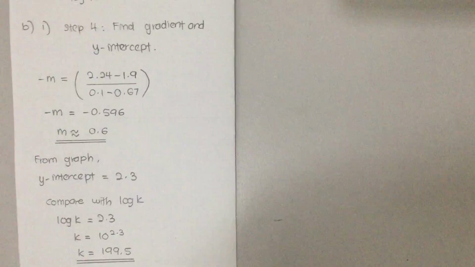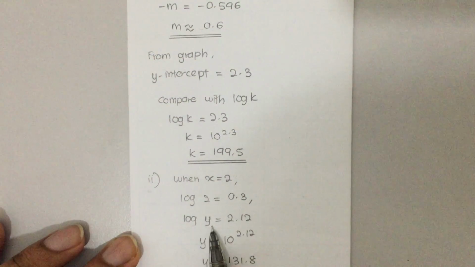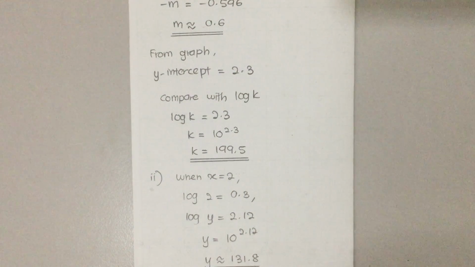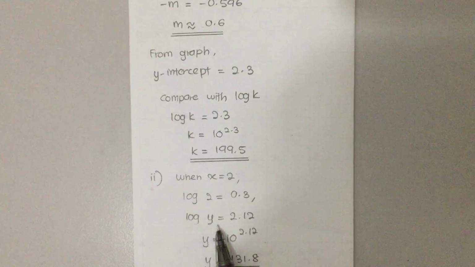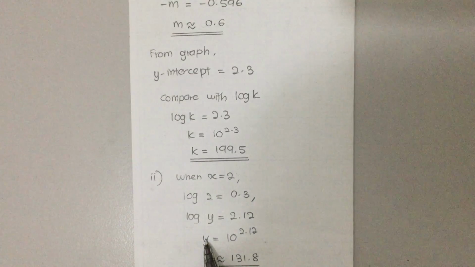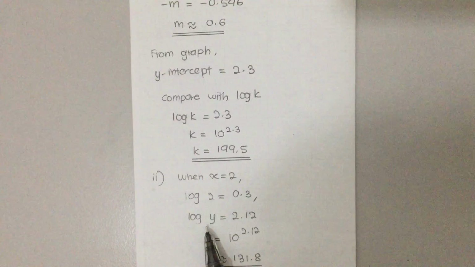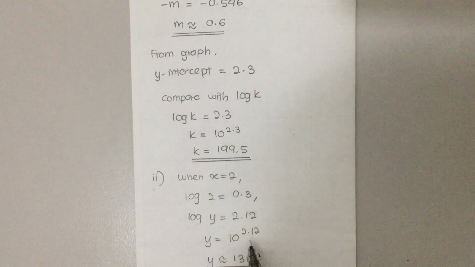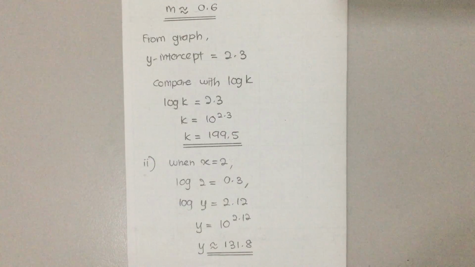Okay, back to our solution. So from the graph you get log y equals 2.12. So how are you going to find the y value? Since the question asks for the y value, not the log y value, log y equals 2.12. To find y, you need to calculate using 10 to the power of 2.12, since log y is in base 10, guys. So y equals 10 to the power of 2.12. So you get your final answer: y is approximately 131.8.